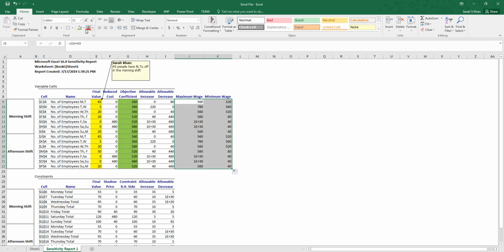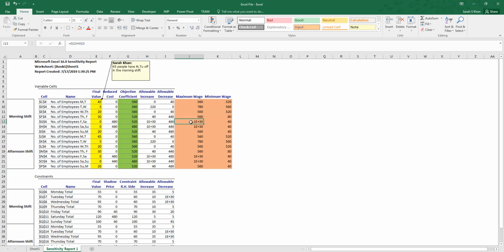I've been using orange. For the employees who are taking Monday, Tuesday off in the morning shift, we are paying them $560 per week, and there are 45 people who are taking these 2 days off. We can pay them up to $560, which we're already paying, without changing the final values. It's still going to be 45 people taking these 2 days off, and it's going to be the optimal solution for us. And we can reduce their wage up to $520 without changing the final value. There are still going to be 45 people taking those 2 days off, and it's still going to be our optimum solution. Now you must be wondering, there are some maximum wages right here that I'm highlighting that are infinity.